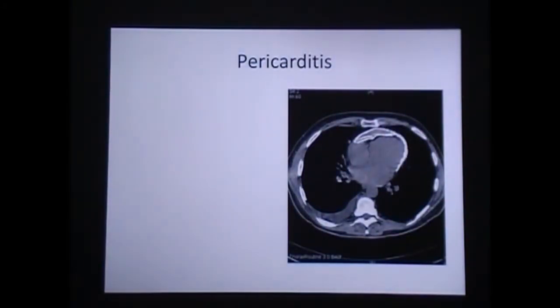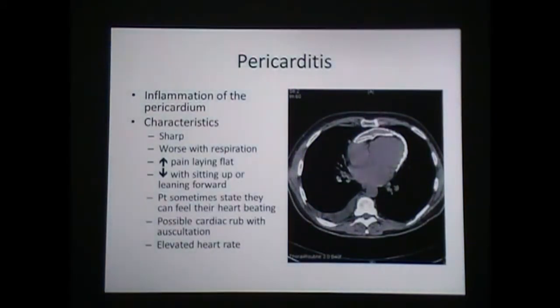Alright, pericarditis. So if we look here, this is a nice CT. This is actually the pericardium right here. Okay. You can actually see the split between the right and left ventricle, which is kind of a nice picture. So pericarditis is inflammation of the sac around the heart. Okay. It's characterized by sharp pain typically, not typically dull, not typically heavy, worsening with respiration. Their pain generally is worse when they're laying flat. A lot of times they like to sit forward or lean forward, and that relieves the pain.